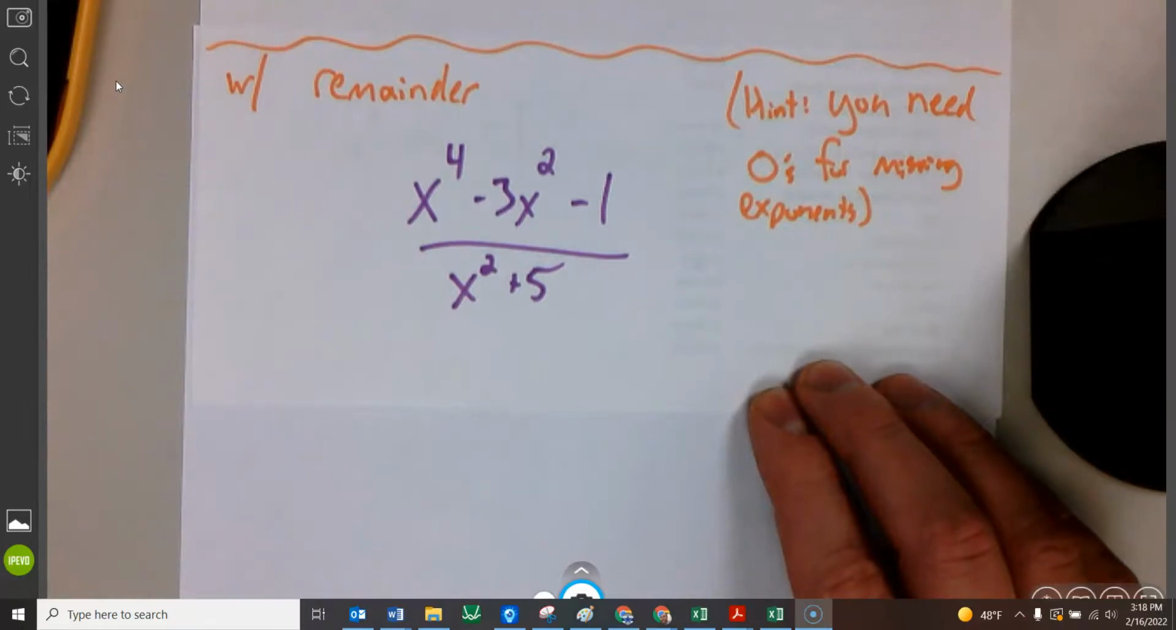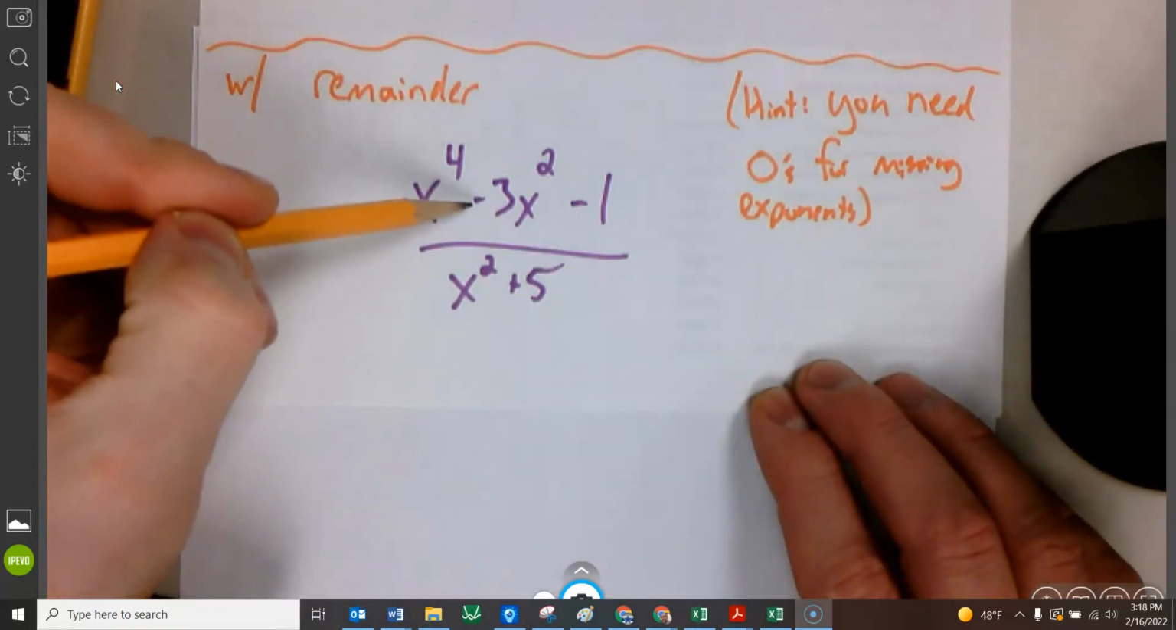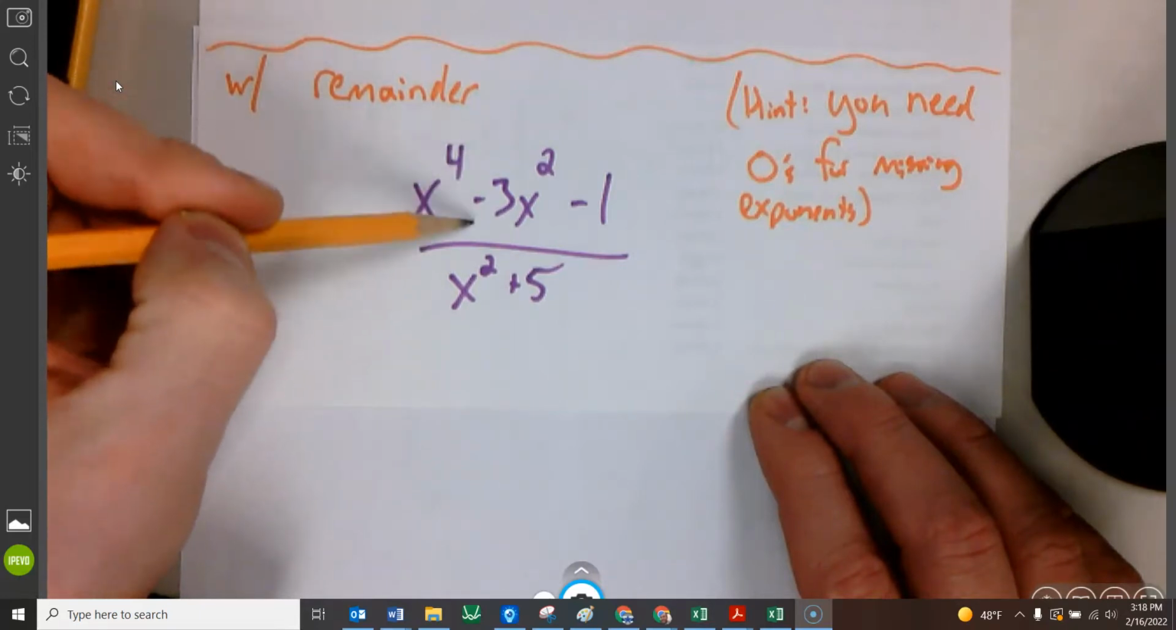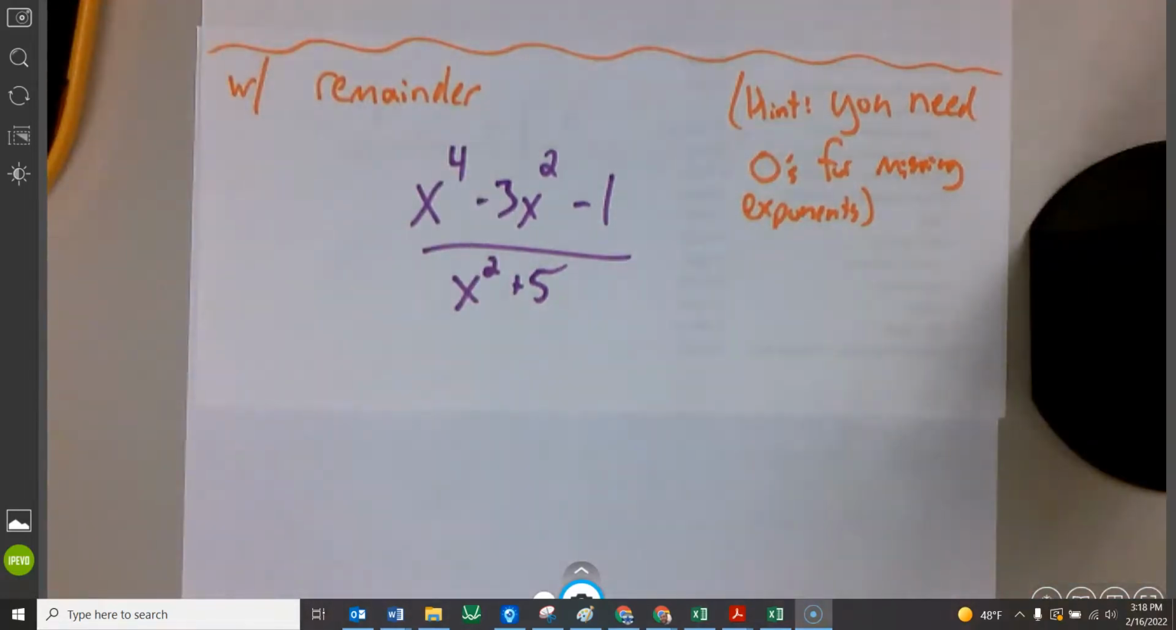Now, one thing you need to notice here, remember when we did the long division thing, I kept all my exponents in the same columns. I organized them. That means when we're missing some, we need placeholders. I'm going to need a 0x cubed in here. I'm going to need a 0x in here.